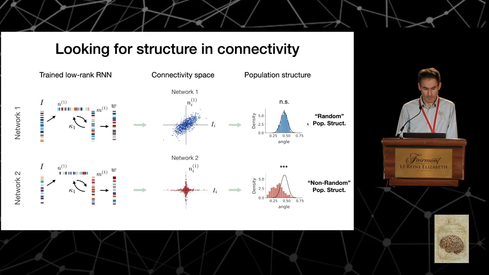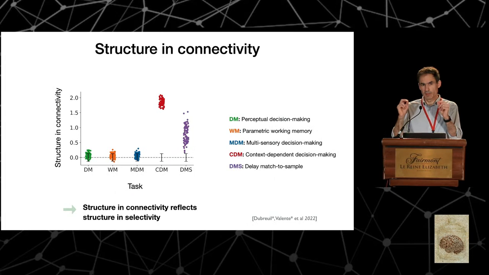Okay, so now again, we can do this for each task and for every network trained on each of the tasks. And so now we get a picture very similar to what we had in selectivity. So here every dot represents the amount of deviation from a Gaussian, but in connectivity this time. And so we get a picture that's very similar to what we had when we looked at selectivity. So we have three tasks in which the structure in connectivity seems to be well described by Gaussian. Well, we have two other tasks in which there seems to be additional structure on top of the Gaussian.